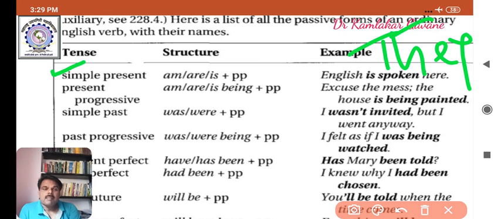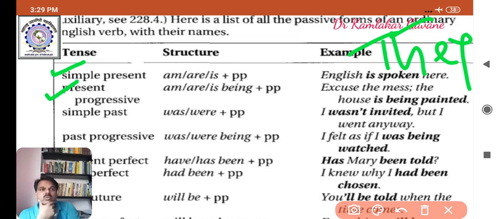Okay. The first sentence, look here, is in simple present tense, and to make passive we use am, are, is plus the past participle, or third form of the verb. English is spoken here. This is in passive voice. What will be the active voice? They speak English here. Then next is present progressive.